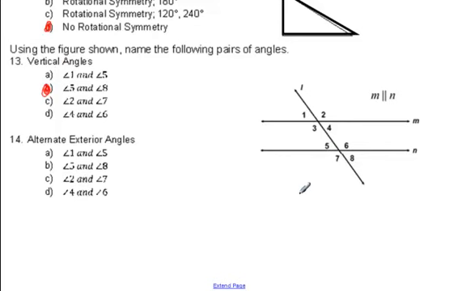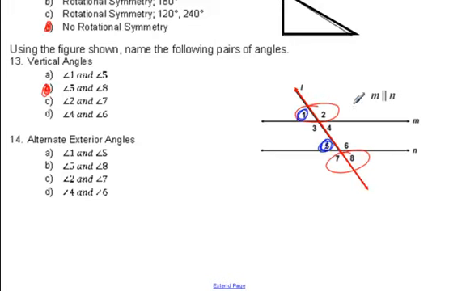Okay, alternate exterior angles. We know alternate exterior angles are across the transversal, but they're on the outside. So that means that they're here and here. They're on the outside of the parallel lines. So 1 and 5. Here's 1, and here's 5. Are those alternate exterior?